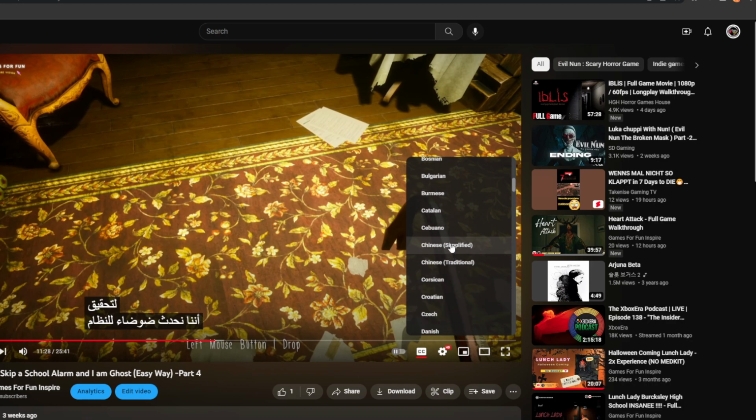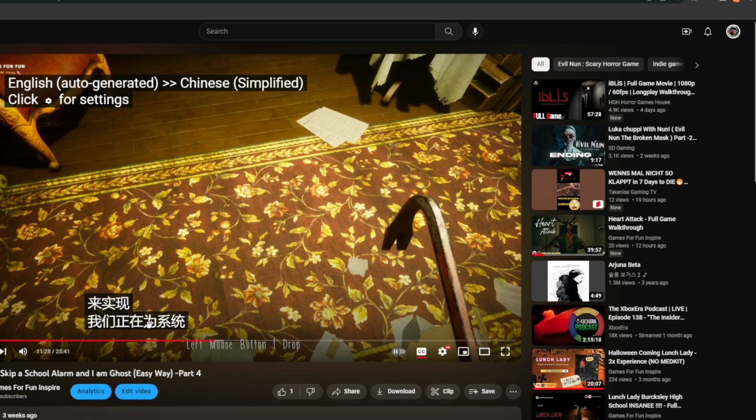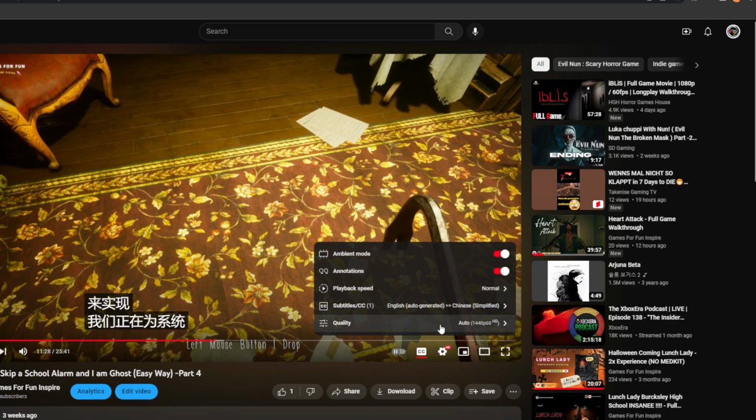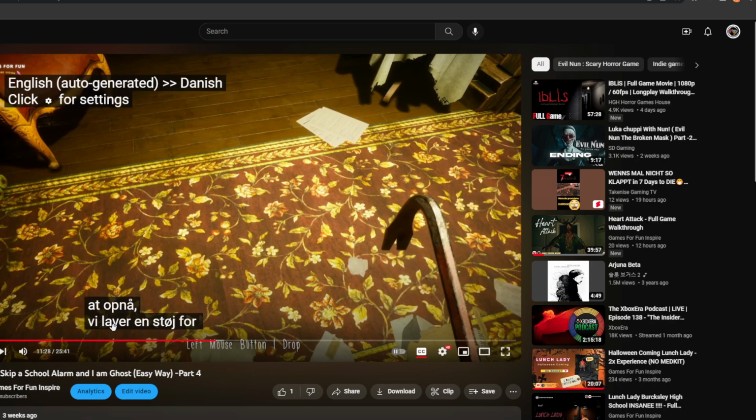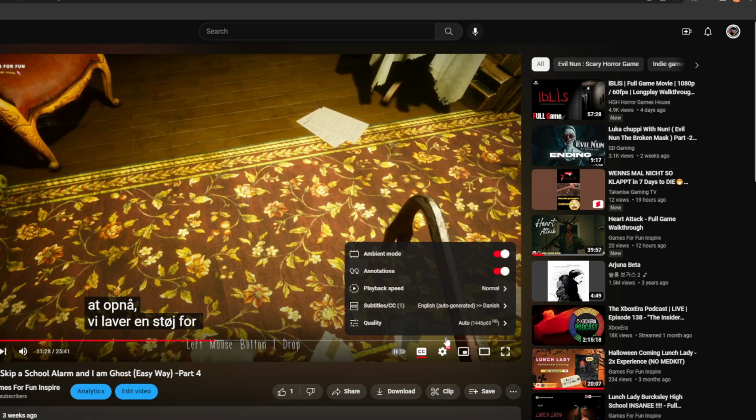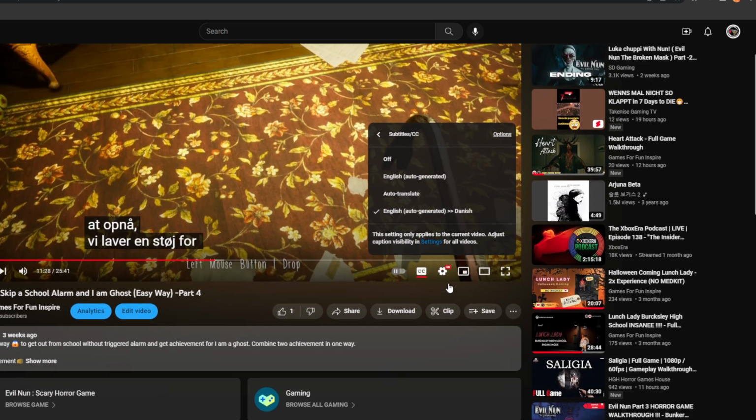Pick the Chinese language. Okay, this is the Chinese language, or another language. We are testing Danish. This is auto-generated for Danish. So I hope you all understand.